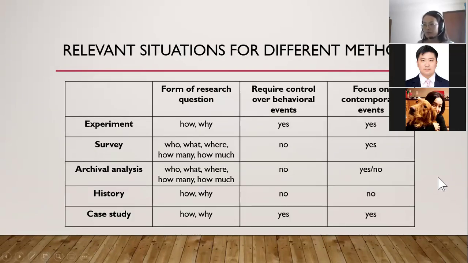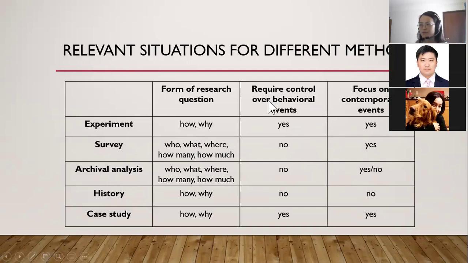And how to decide when to use case study instead of the other four, for instance? There are three rules to guide you. First is the form of your research question. As we said before, case study tackles how and why research questions very well. Similarly, experiment and history also tackle how and why. Well, survey and archival analysis tackle more who, what, where, how many, how much, this kind of research questions.